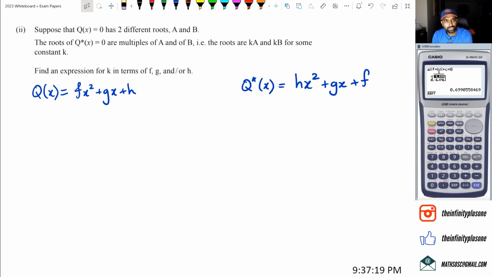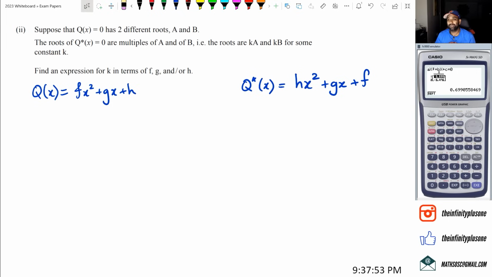So let's have a look at this question, right? The first thing is that there are two roots, which are a and b, for q of x, and then for q star of x, it's actually multiples of a and b. We don't know what k is. Don't worry about it. The question is asking to find an expression for k in terms of f, g, or h. You know, when you get a question like this, you're like, man, I don't know how to start this. And that's okay. If you don't know how to start this, you look at it right now, you've got two quadratics, something about solutions and roots.